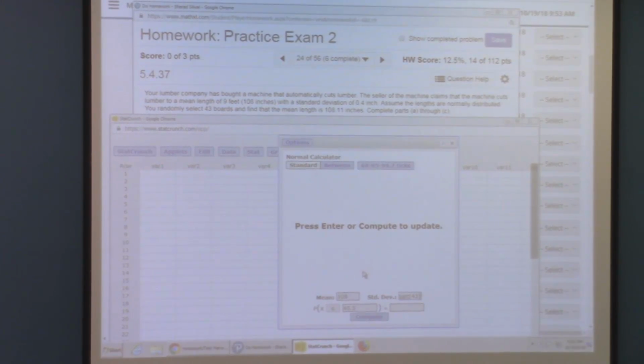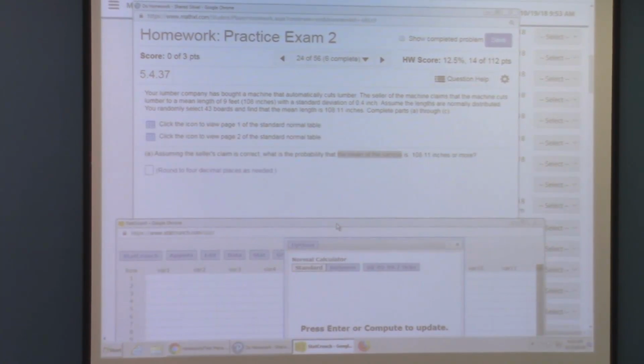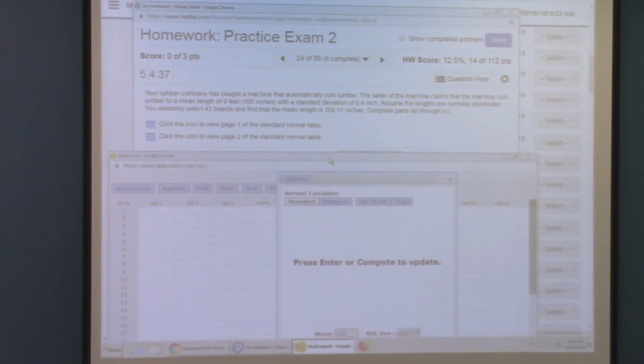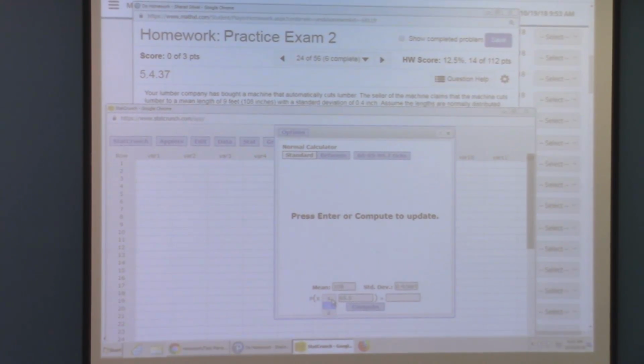You see, we are using standard error here, okay? That's because the question is about a sample mean. And the question says, what does it say? 108.11 inches or more. So 108.11 inches or more means this right here, that part.